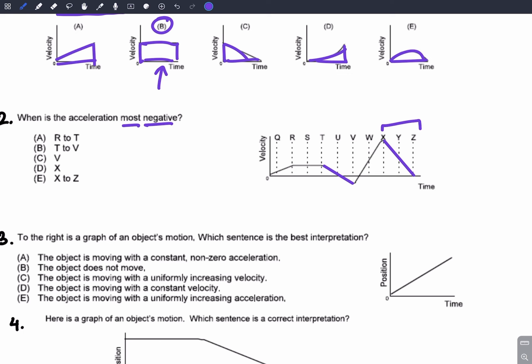That would be this line right here, x to z, because although this line is negative, this line is steeper. Therefore, it's more negative than this line. Okay, hope that makes sense. So, it's x to z.